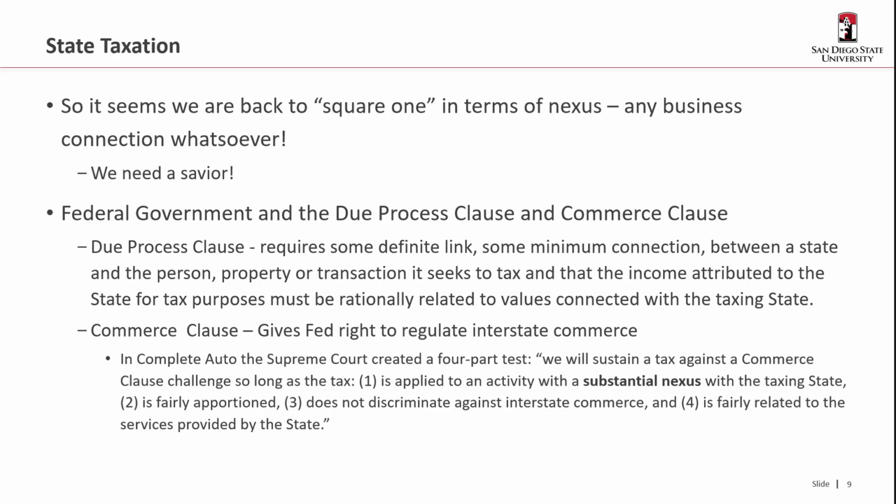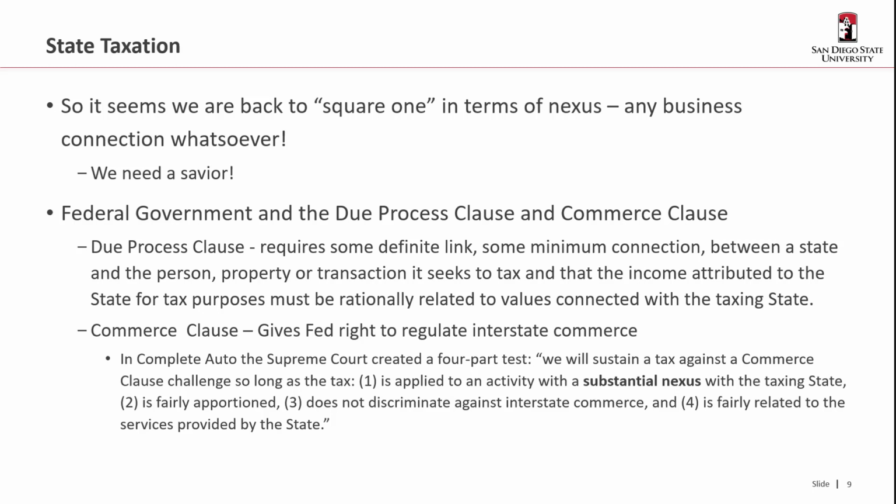And there are two saviors out there. The first is the Due Process Clause. The Due Process Clause requires that there be some link, some minimum connection between a state and the person, property, or transaction it seeks to tax, and that the income attributed to the state for tax purposes must be rationally related to values connected with the taxing state. So you'd say to yourself, well, is there due process if I'm working on my laptop in the state of California? Well, you might even argue there is, right? You're working in a public airport that's paid for by California taxpayer dollars. You're probably using the internet. That's part of the California airports. You might be willing to say due process is there.